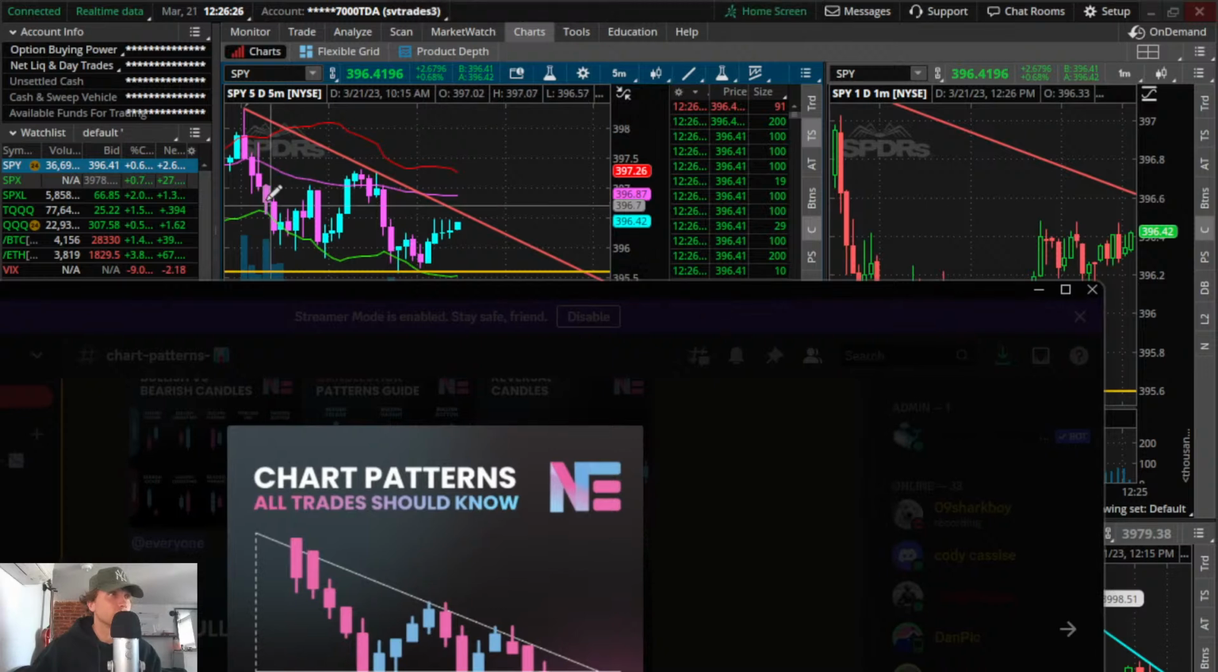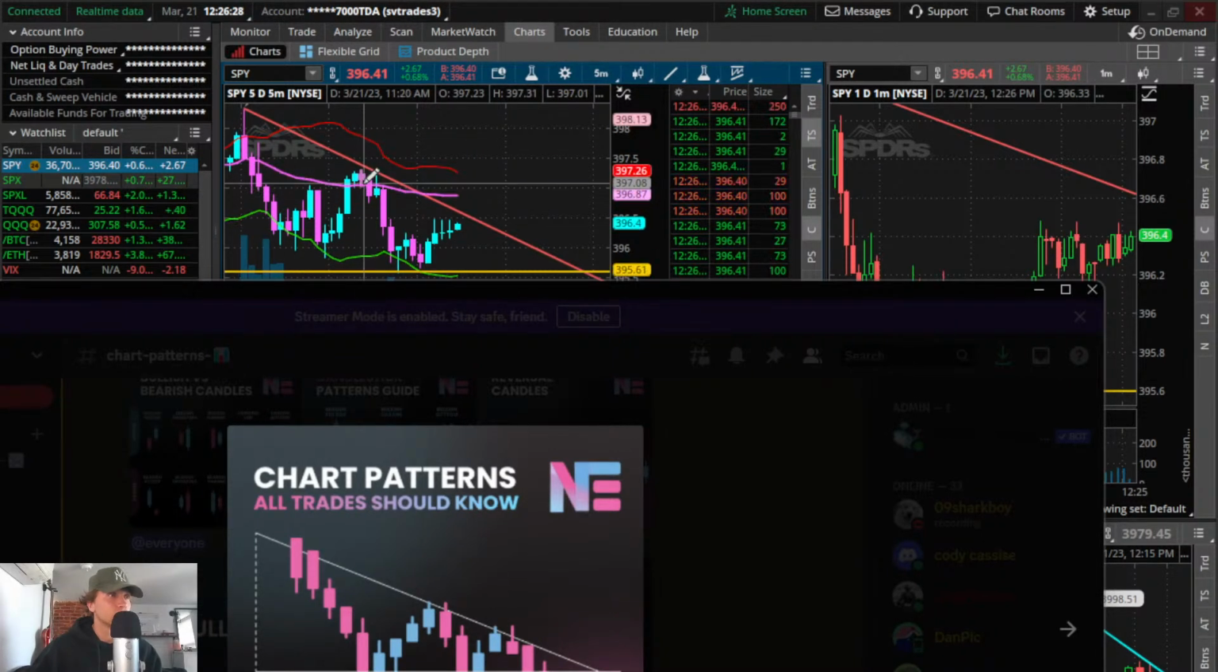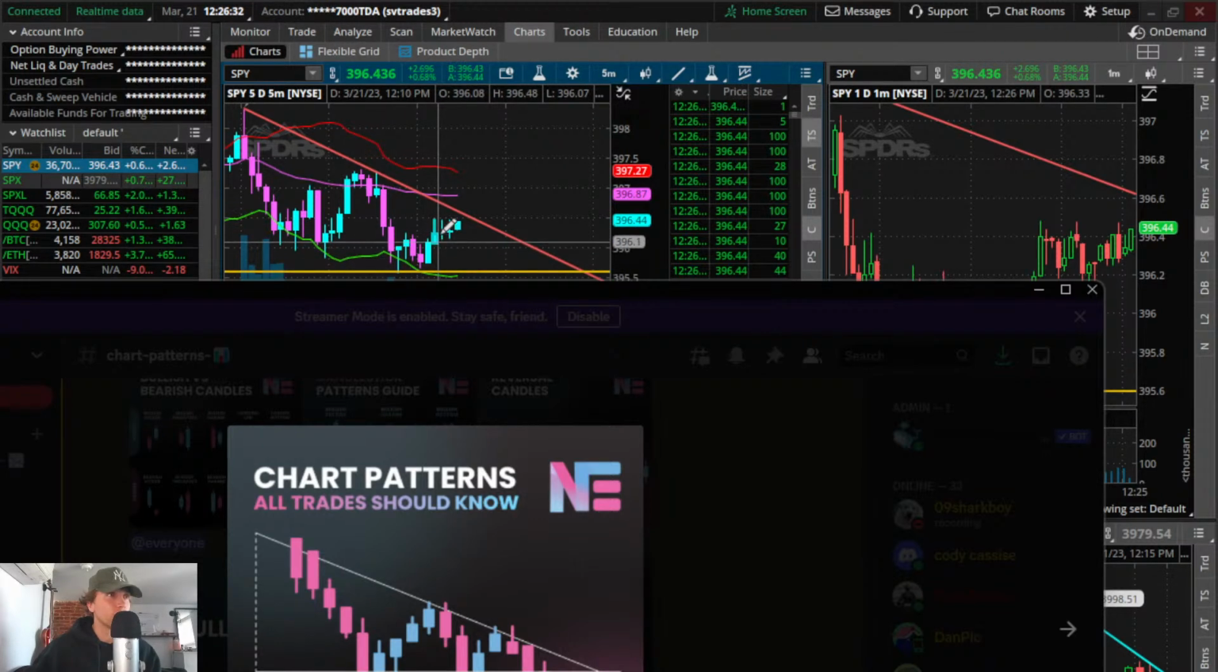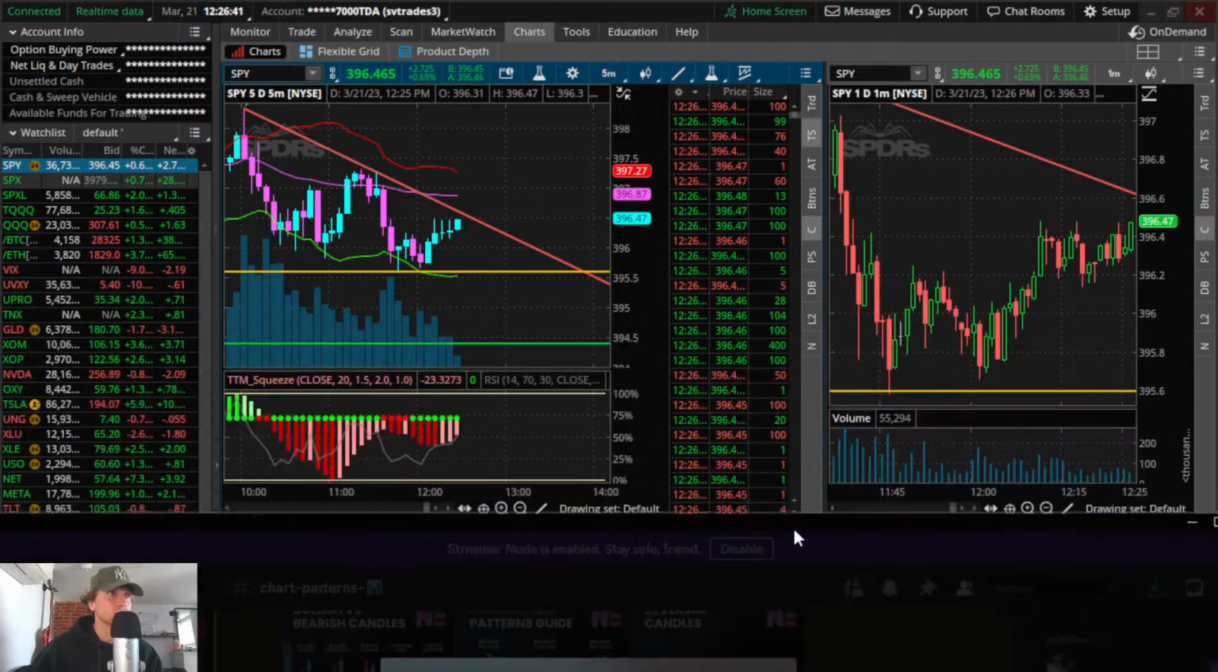Looking pretty similar here. The breakdown, the retest, the breakdown again. Have another double bottom here. Now we're bouncing one more time to retest this, and maybe as it gets tighter and tighter, we could see a real drop below this descending triangle. So let's see what we got going on.